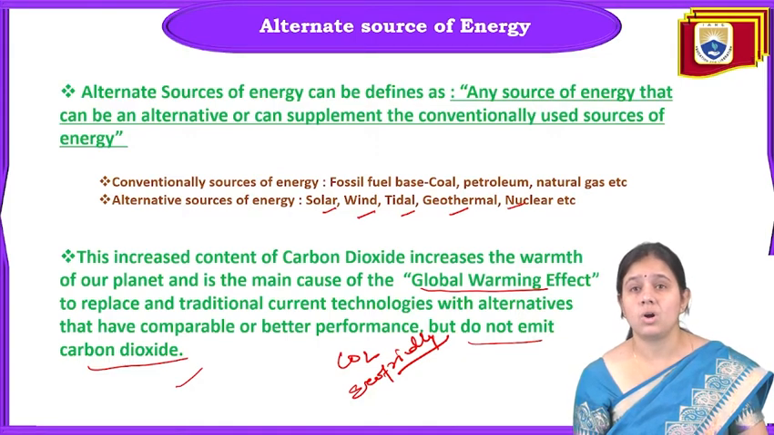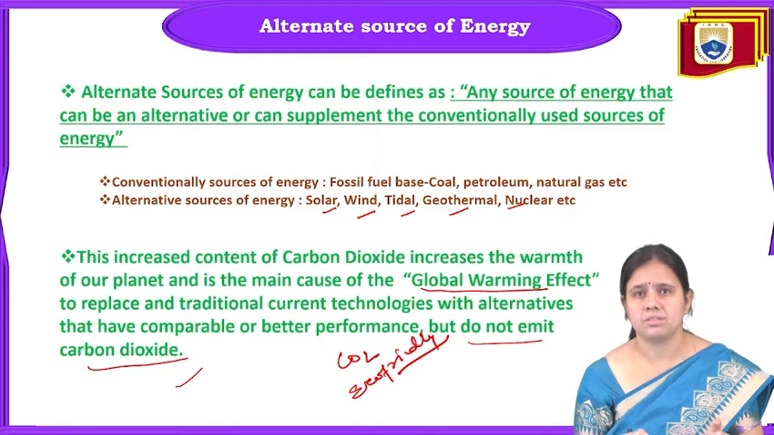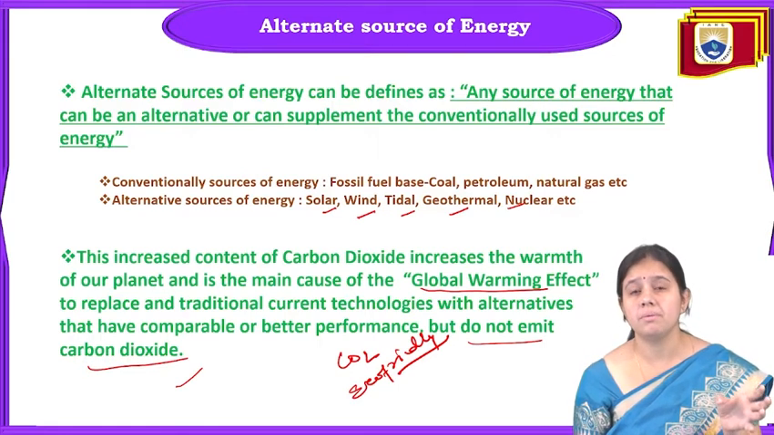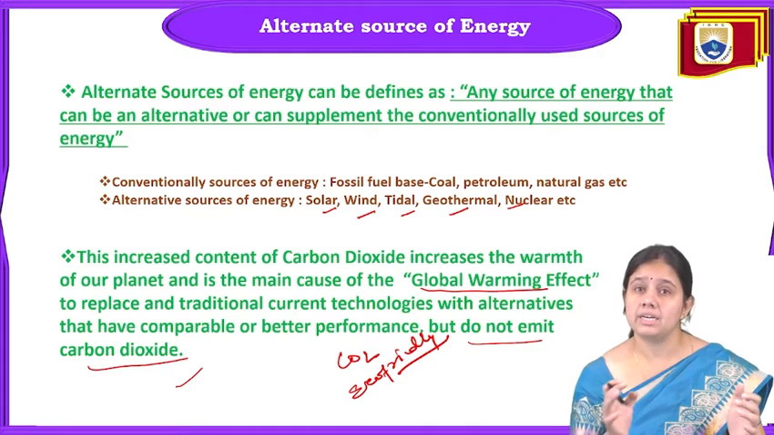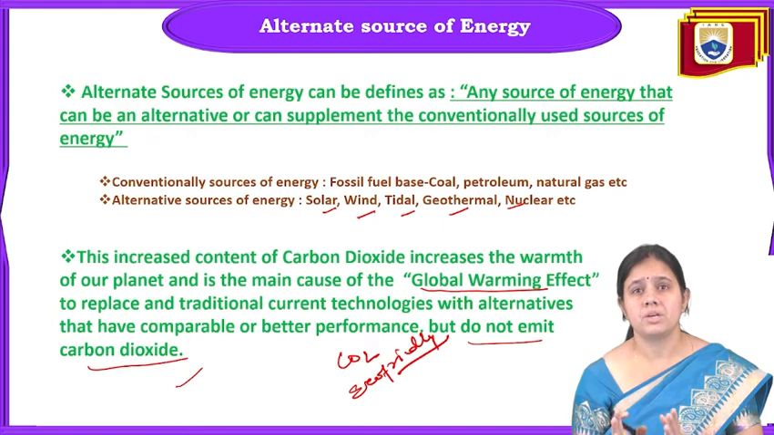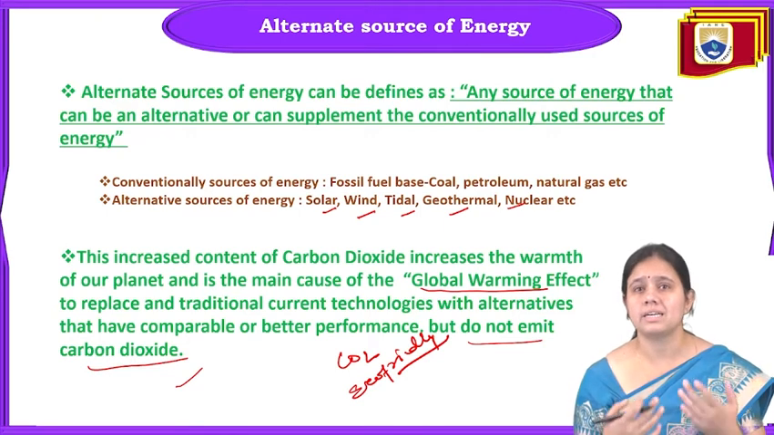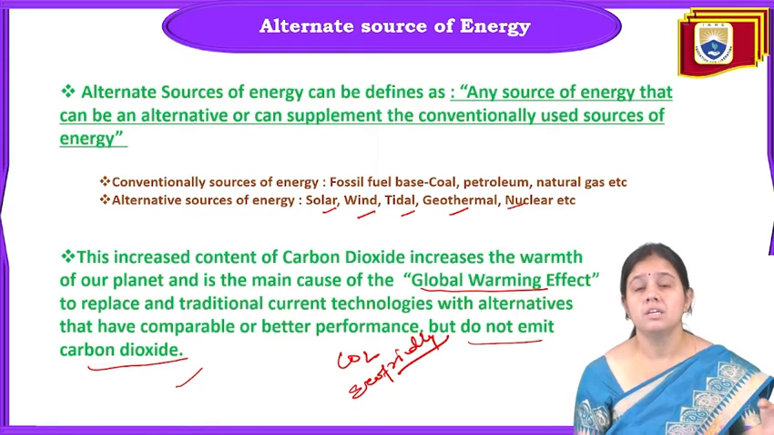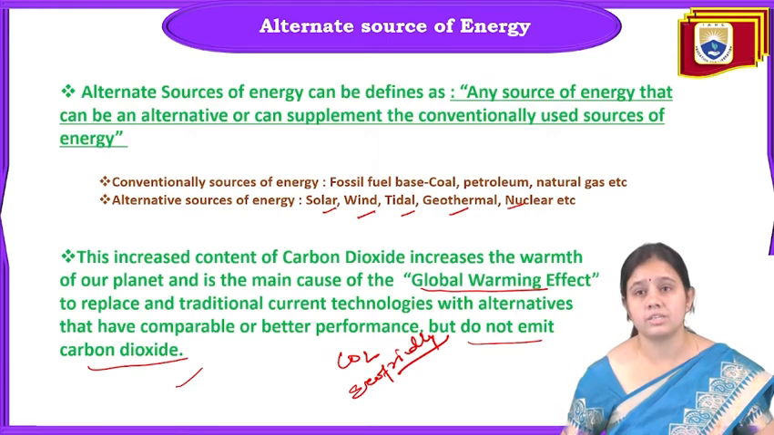These alternative sources of energy are renewable sources of energy, like solar, wind, tidal, geothermal, nuclear. All renewable sources of energy come under alternative sources of energy. But there is an exception in the case of nuclear energy, because it is not a renewable source of energy, but it is an alternative. We only have to find an alternative to our conventional source of energy. So this is called an alternate source of energy. This is all about the basics of alternate sources of energy.